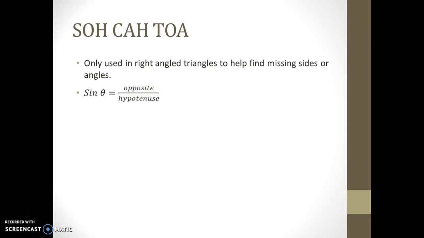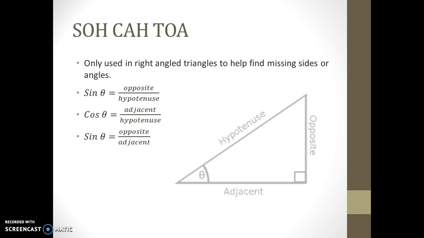SOHCAHTOA stand for? Sine of theta, in this circle with a line through it, is theta. It's kind of like an x, but we use it usually to measure angle measures. Sine is opposite over hypotenuse. Cosine is adjacent over hypotenuse, and tangent is opposite over adjacent. And here's what a right triangle would look like with the opposite, adjacent, and hypotenuse.